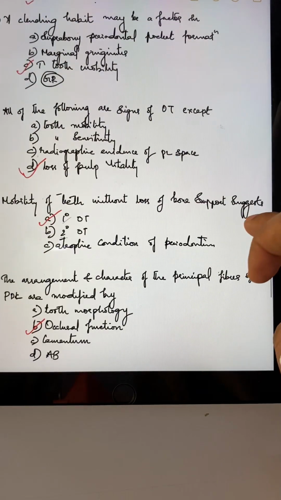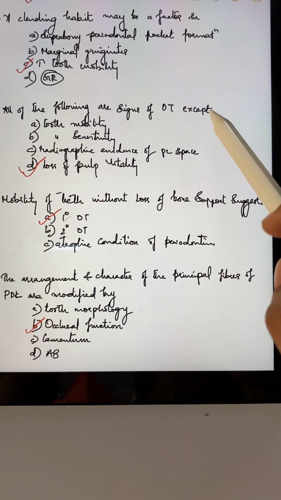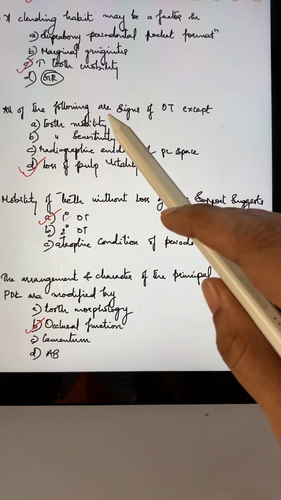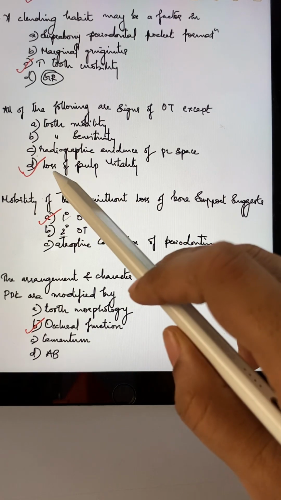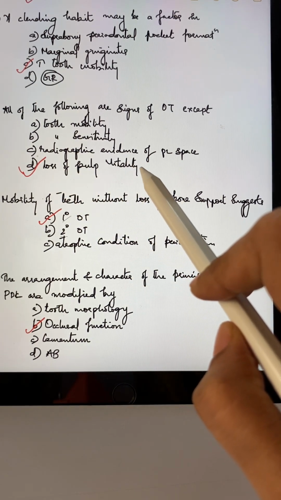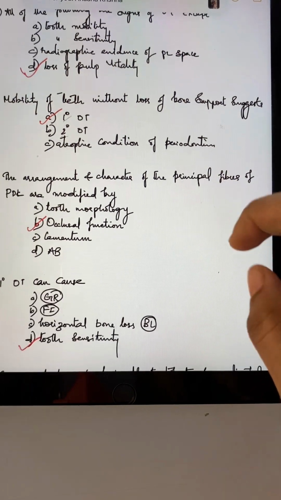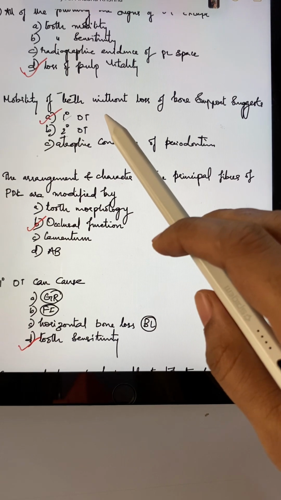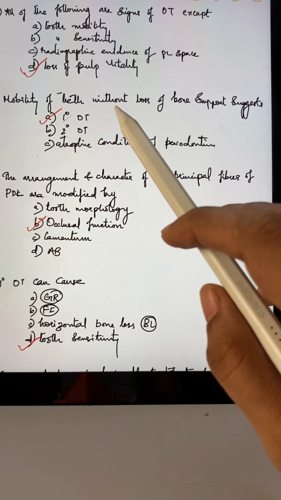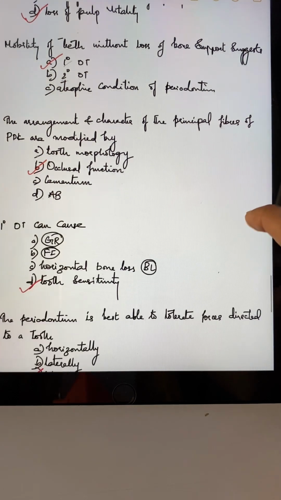All of the following are signs of occlusal trauma, except: mobility is there, sensitivity can occur, PDL space can widen, but loss of pulp vitality will not occur, so that is the answer. And mobility of teeth without loss of bone support is primary occlusal trauma. Here the periodontium would be of normal height in this primary trauma.